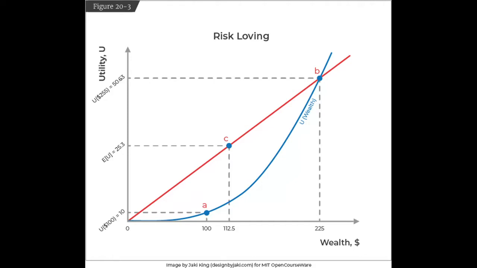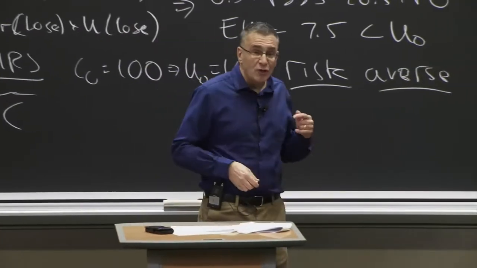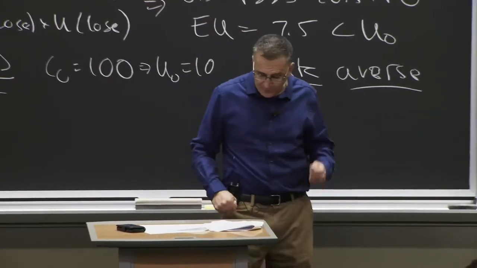Same calculation as before. You start at a point like A. If you win, you go to B. If you lose, you go to 0. With this shaped utility function, going to B makes you way happier than going to 0 makes you sad. So you love the gamble. In fact, with this utility function, you would take an unfair bet.